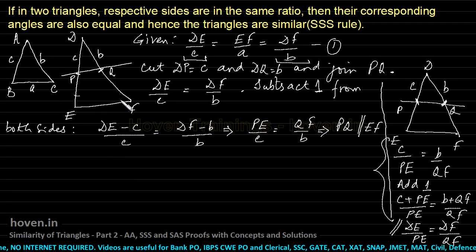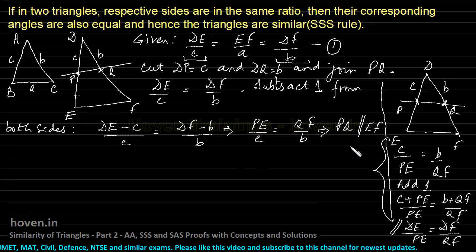I told you at the start that this proof is going to be a bit long, but so far I am proceeding in a very slow manner. I have concluded that if I take P and Q such that this DP is C and DQ is B, then this line PQ will be parallel to EF. This is what I have done so far.